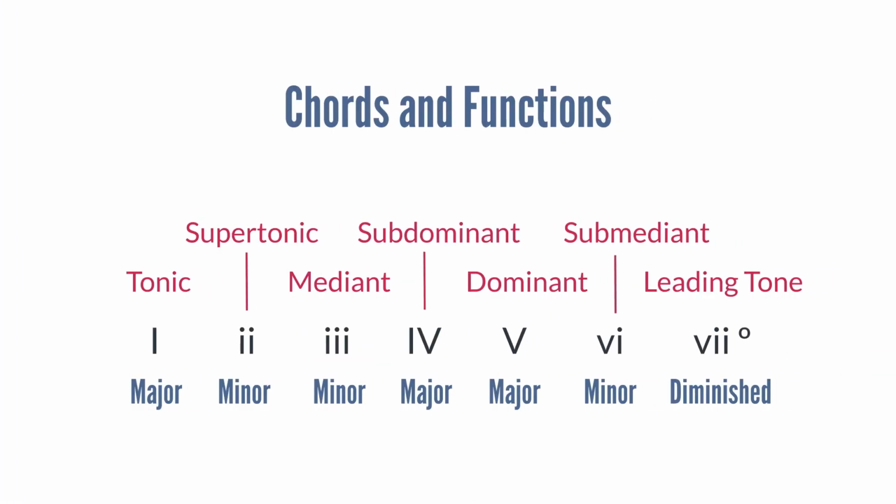Here are the 7 naturally occurring 3-note chords with their Roman numerals and functional names. These 7 chords can be used to construct progressions that support any melody built with the 7 notes of any major key or its major scale.